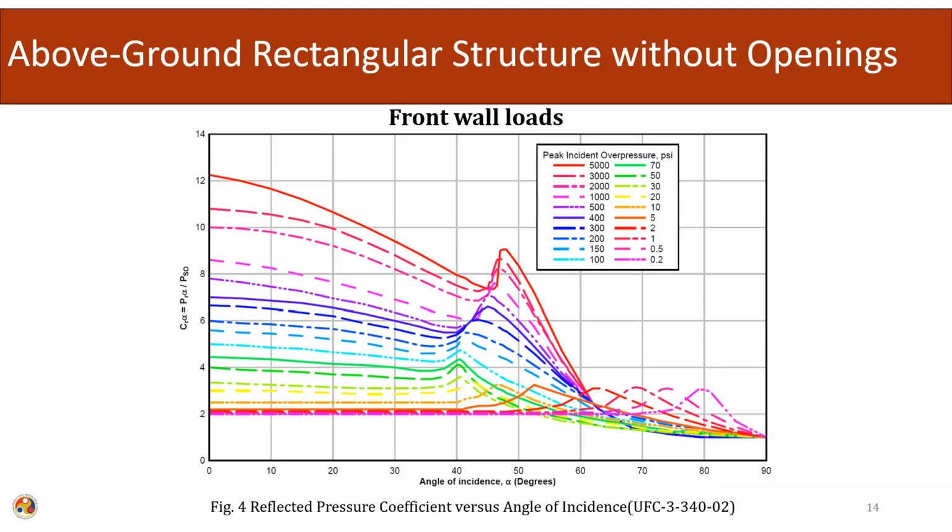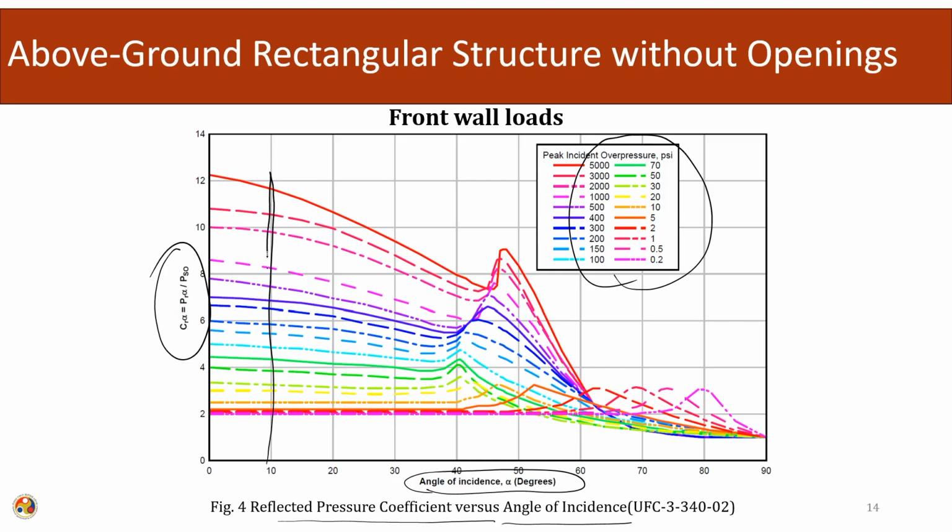So, this is a simplistic curve in which the angle of incidence is used to calculate the reflected pressure coefficients versus angle of incidence. Using this curve we can directly calculate the reflected pressure coefficients, and these curves are given as a function of peak incident overpressures. Using these curves, for any given angle depending upon the peak incident pressure, we can calculate the reflected pressures.